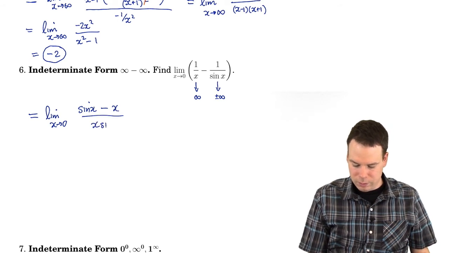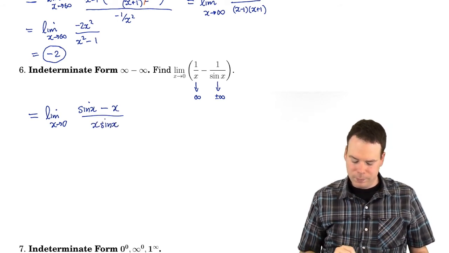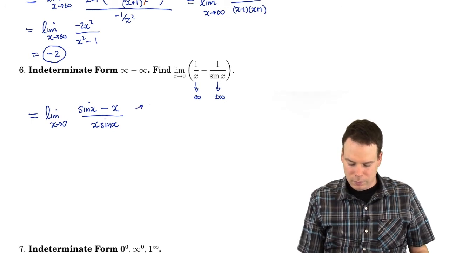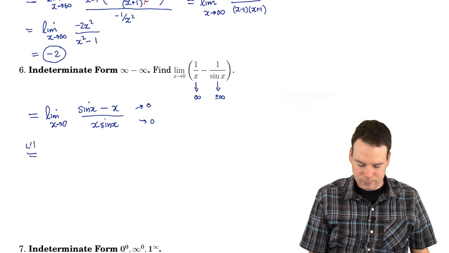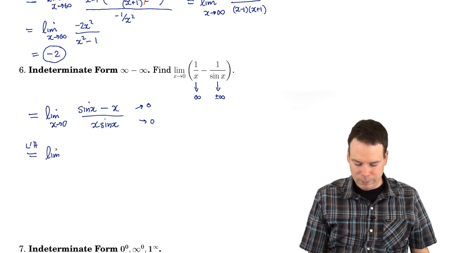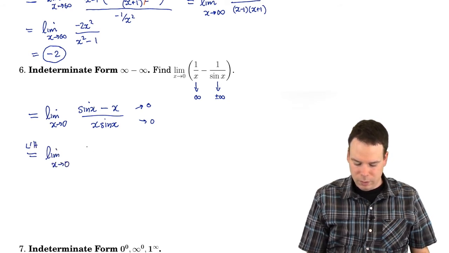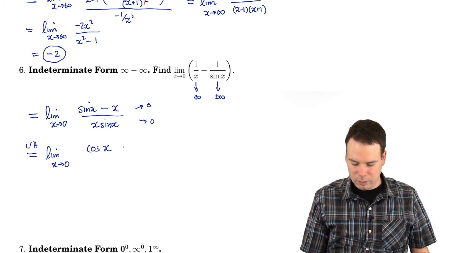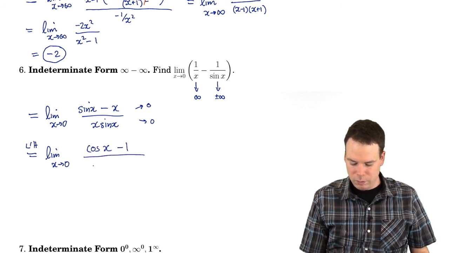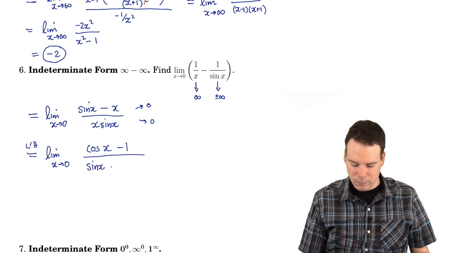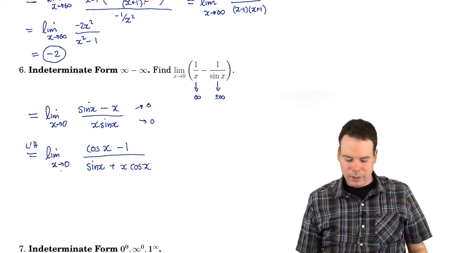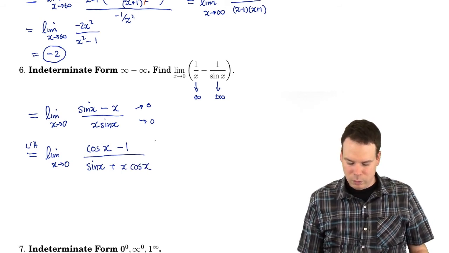So I write the difference as a quotient now, and it's of type 0 over 0, so we can apply L'Hopital's rule. So that's the limit as x goes to 0 of derivative of the top is cos x minus 1. Derivative of the bottom, I have to use the product rule, so that's sine x plus x cos x.